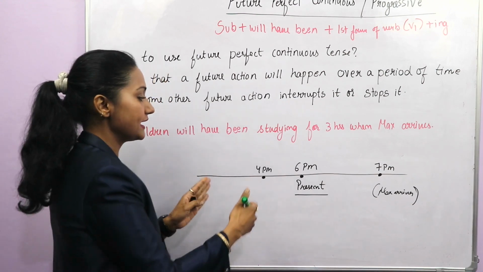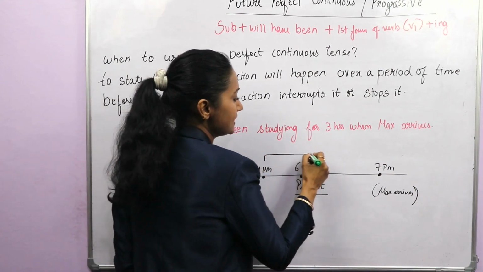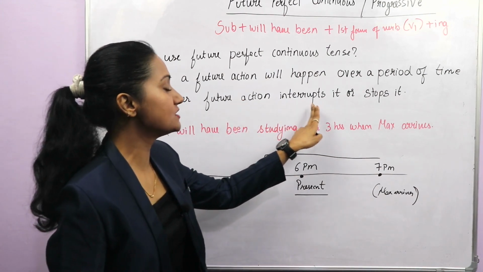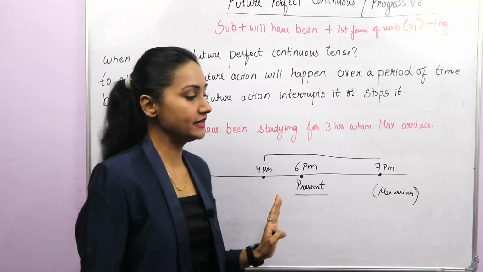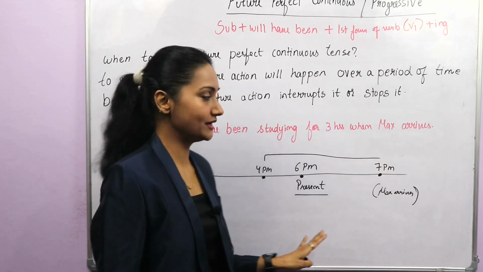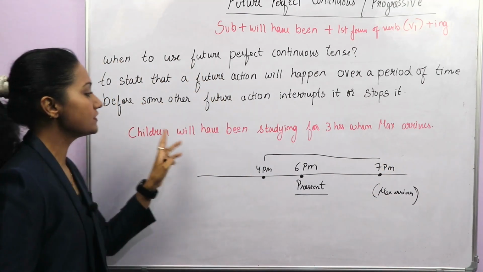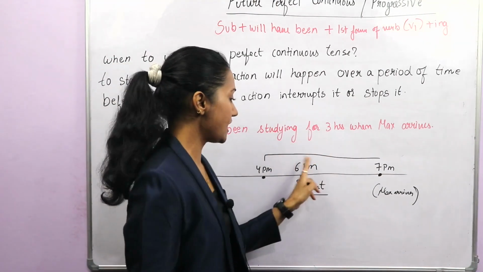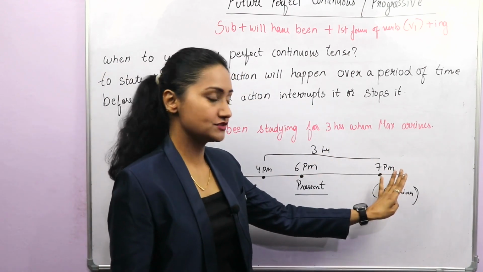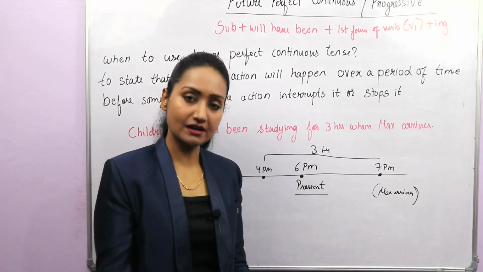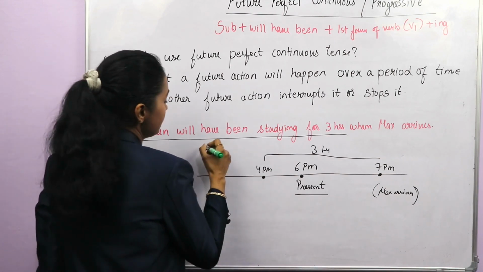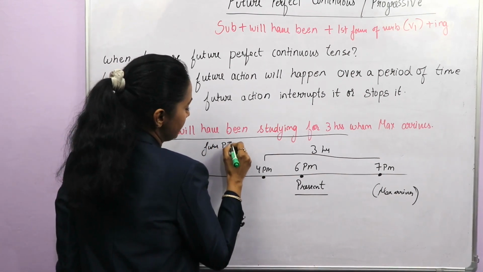Okay, so here an action started in past and it will continue till future. Okay, when another action, future action, interrupts it or stops it. All right, so they will study till 7 p.m. when Max arrives. Okay, so that's what we can say, children will have been studying for 3 hours when Max arrives. This is the duration of 3 hours. Okay, or when Max will arrive. Here just remember one thing, that the action which has a duration will be in future perfect continuous tense.